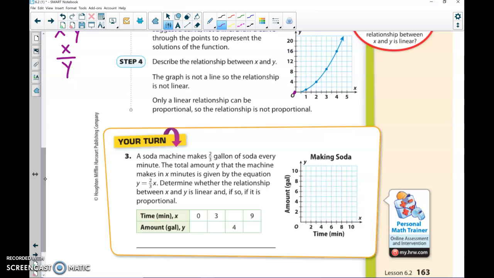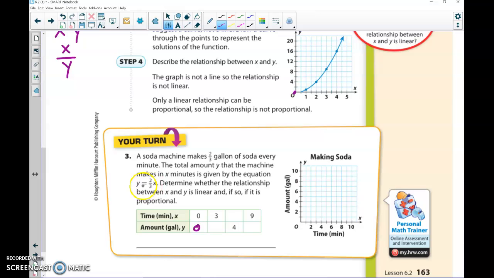Okay. Number 3, a soda machine makes 2/3 of a gallon of soda every minute. The amount the machine makes in x minutes is given by the equation 2/3 x. Determine whether the relationship of x and y is linear, and if so, if it's proportional. So first of all, if the machine is on for 0 minutes, it makes 0 soda. So that makes sense. So 0, 0. So I know right away it is proportional.